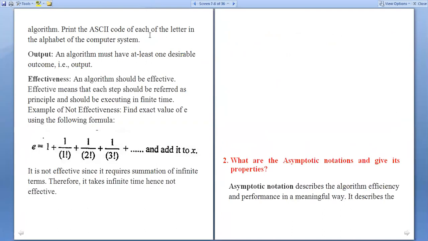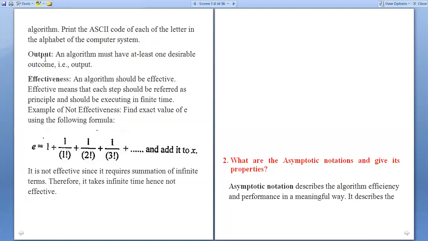For example, for each letter: suppose A, there is an ASCII code; B, there is an ASCII code; for letter C, there is an ASCII code. You want to print the ASCII codes of all the letters in the English alphabet. You can easily print without giving any input to the algorithm.